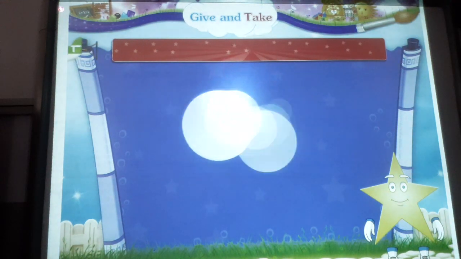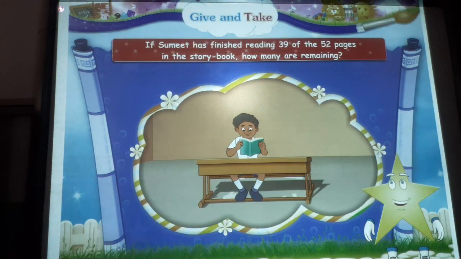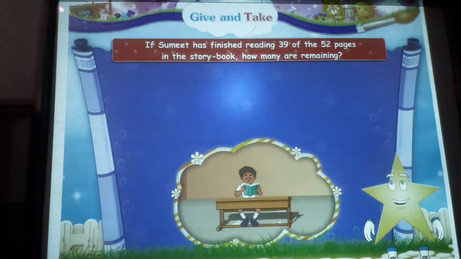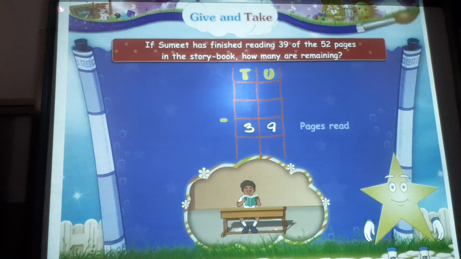Look at the next sum. If Sumit has finished reading 39 of the 52 pages in the storybook, how many are remaining? If we subtract 39 from 52, we can find the number of pages remaining. 9 cannot be subtracted from 2. So, we must untie 1 ten from the 5 tens of 52.